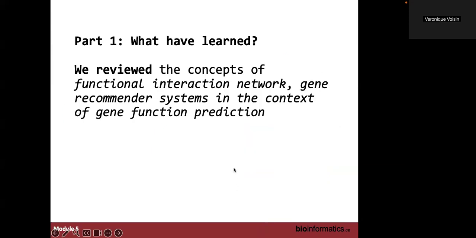So what did we learn in part 1? We reviewed the concept of functional interaction networks and gene recommender systems in the context of gene function prediction.